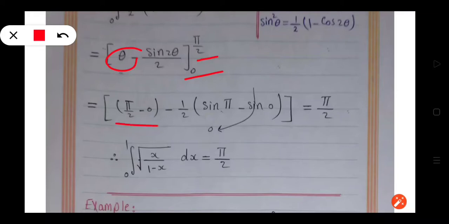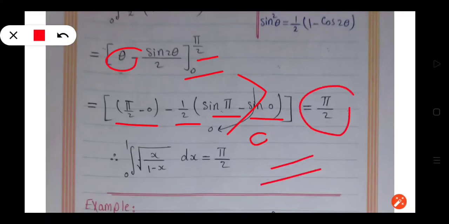And for sine, let's put 1 over 2 outside, and it's equal sine 2 theta, and theta equal pi over 2, that's equal sine pi, and put theta equal 0, it's equal sine 0, all this is 0. That means that the value of this integration is pi over 2. That is the required. We proved that the integration from 0 to 1 for root x over root 1 minus x dx equals pi over 2.